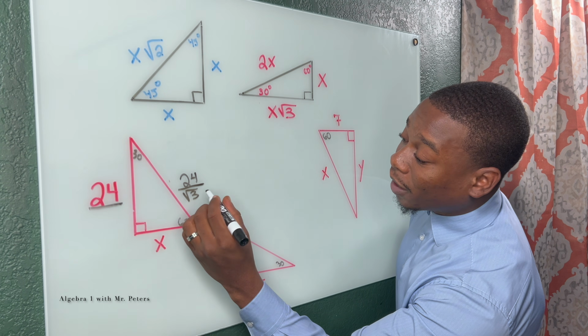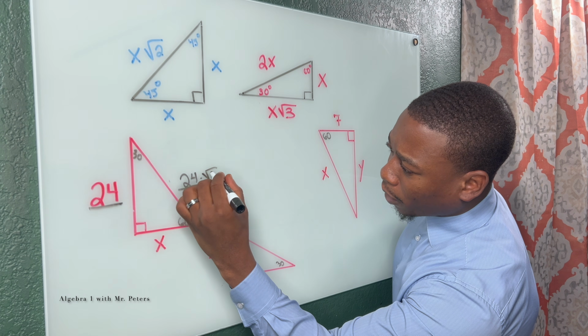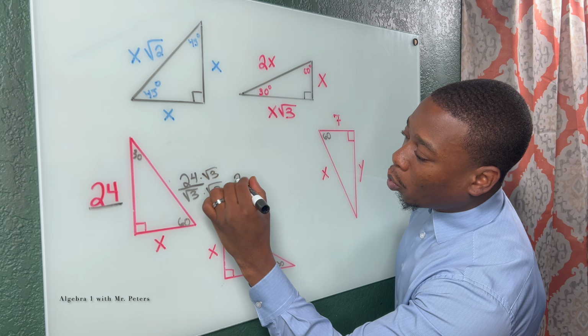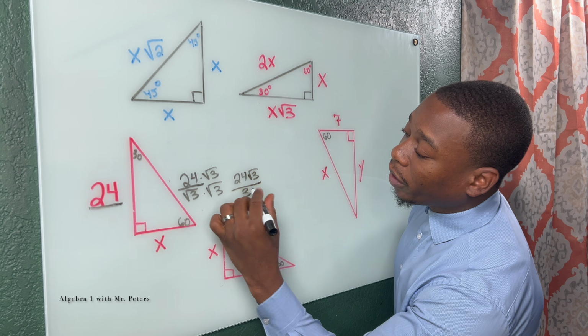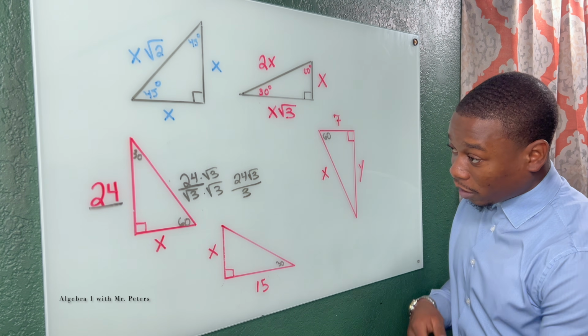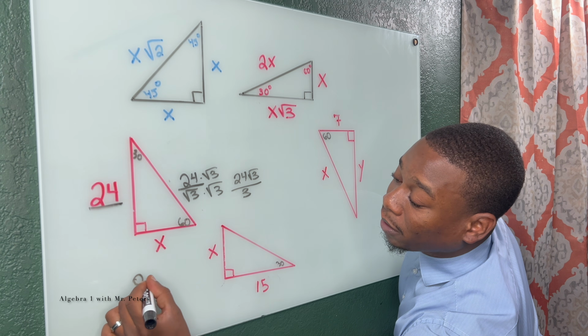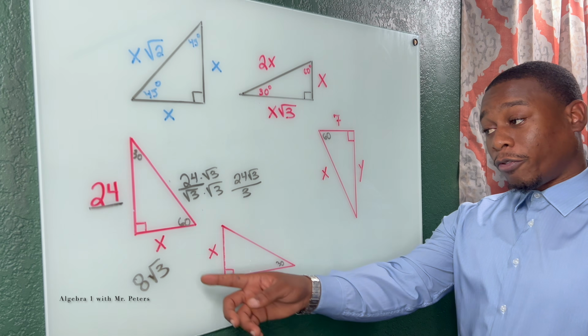I'm going to rationalize, so I multiply by radical 3 on the top and on the bottom. What I get is 24 radical 3 over 3. I can reduce that fraction. Then once I reduce the fraction, I'm going to get 8 radical 3 as the side length for the short leg.